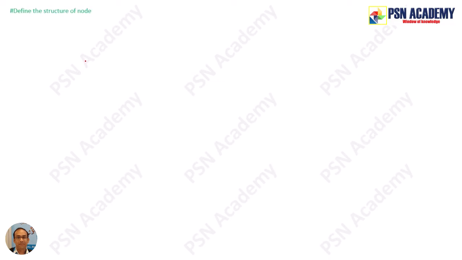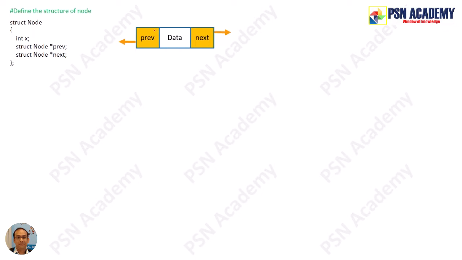Let us define the structure of each node. We have already introduced the structure of a node in a doubly linked list. So we have int x as the data part, we have a PREV pointer, and we also have a next pointer, right? So you have the structure like this.